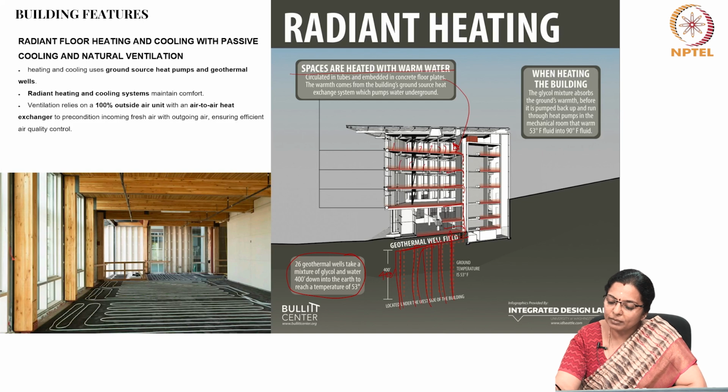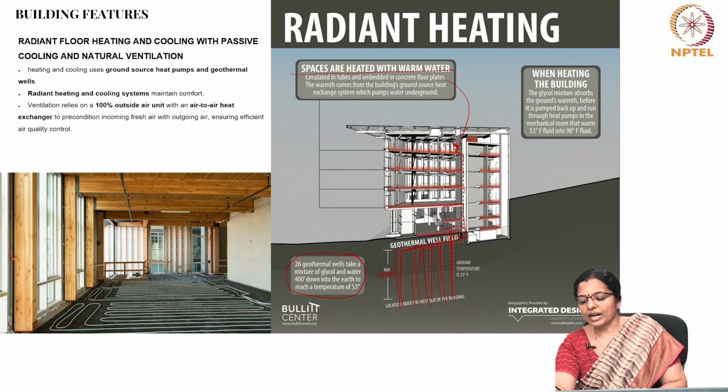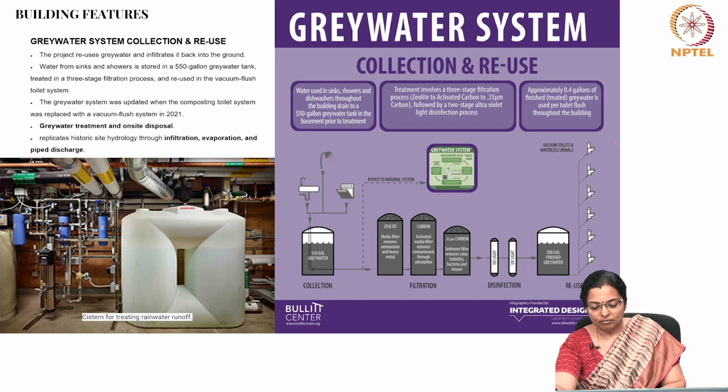So, the glycol mixture absorbs the ground's warmth before it is pumped back and run through heat pumps in the mechanical room that warm the 53-degree fluid into 90-degree Fahrenheit fluid.